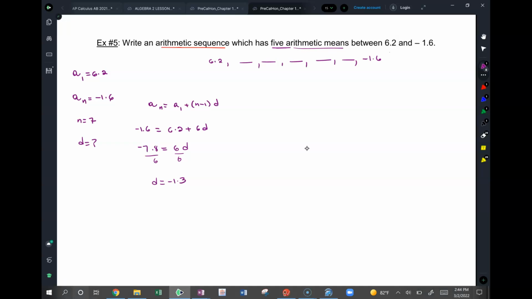It's the same number of steps. You could have easily also just done that mentally, right? Subtract, from 6.2 to negative 1.6, how much distance is it? And then divide it by 6. That's exactly what we did. Subtract, and then divide by however many steps there are. Wouldn't it be divided by 5? No, because you also have to go to negative 1.6, because 1, 2, 3, 4, 5, 6.